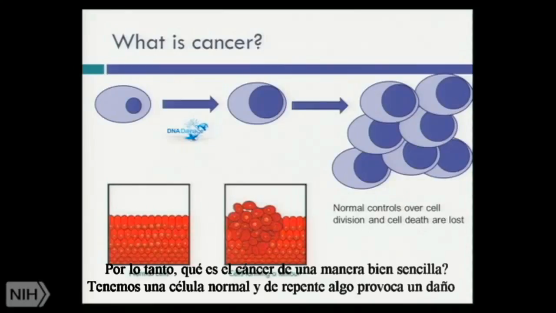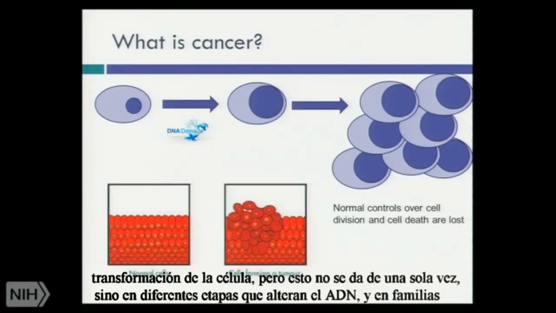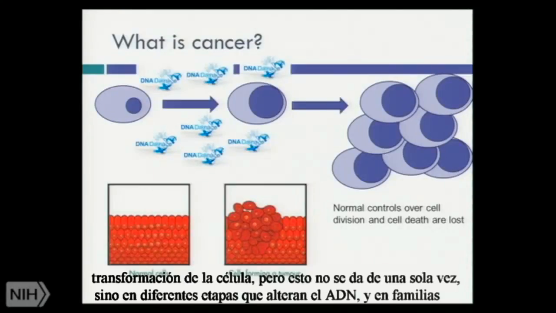So what is cancer in the very, very simplest of terms? Well, we have a normal cell and then something causes DNA damage. And in this instance, it is the asbestos fibres, probably with inflammation as well as physical damage. And eventually a transformation of a cell. But in fact, it's not just one set of DNA damage.